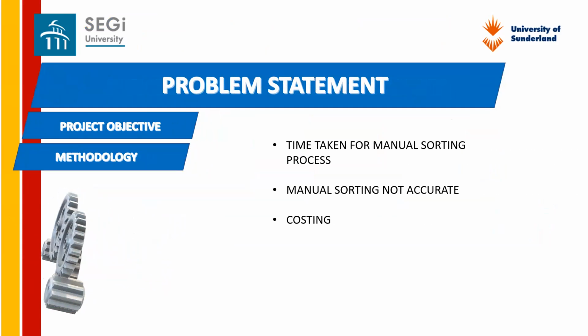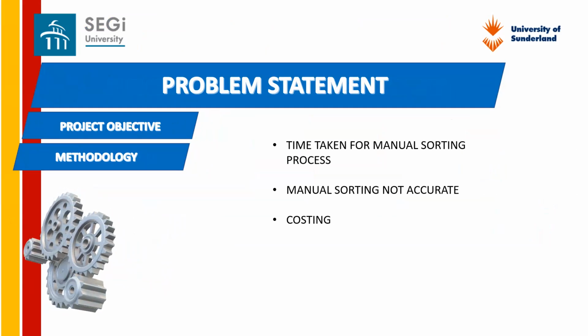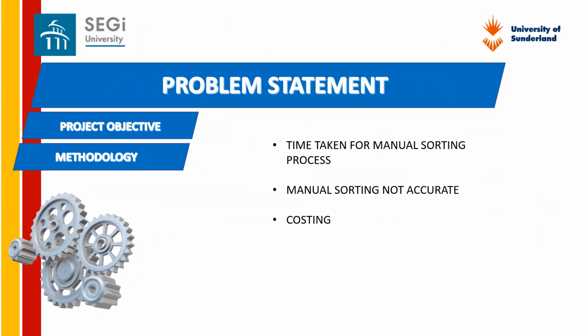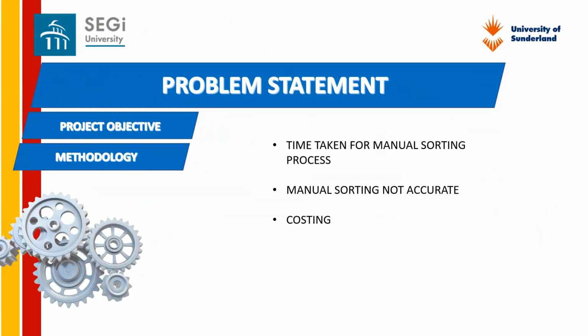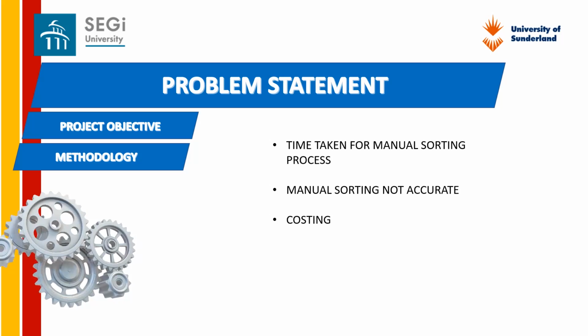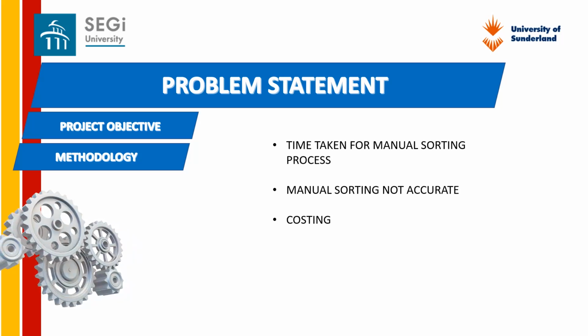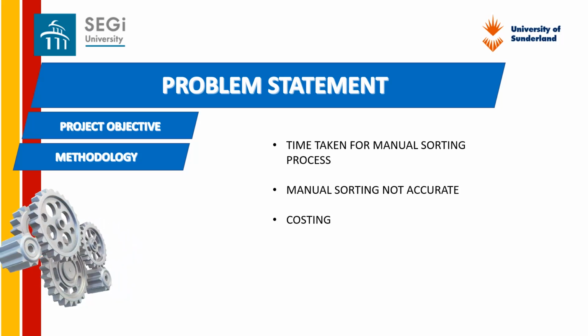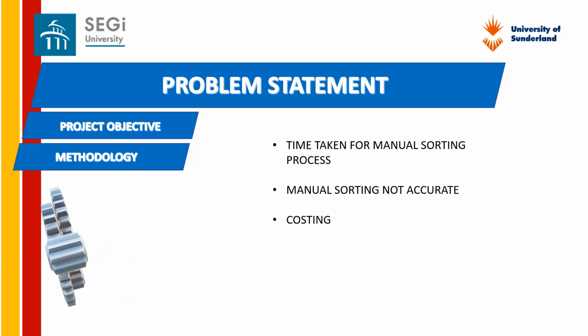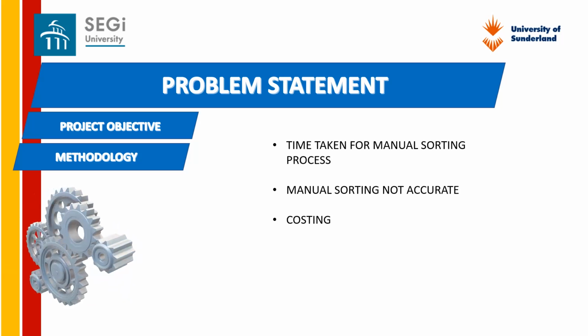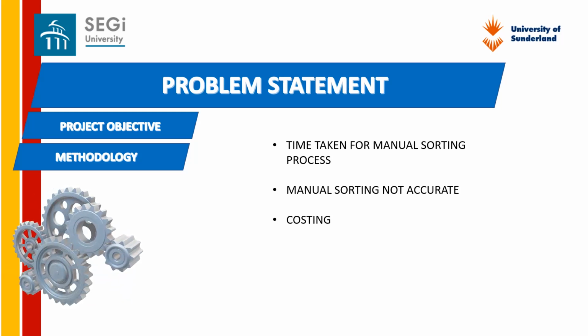So the problem statement that we have is the time taken for the manual sorting process. Usually we have around 2 to 3 operators in one line to sort all the bag items or the bag fruits inside the production floor. They talk a lot, so they waste time on that. Especially at night time, they probably have a nap or take a break of 5 minutes sometimes. So there is also the time taken to do all the manual process.